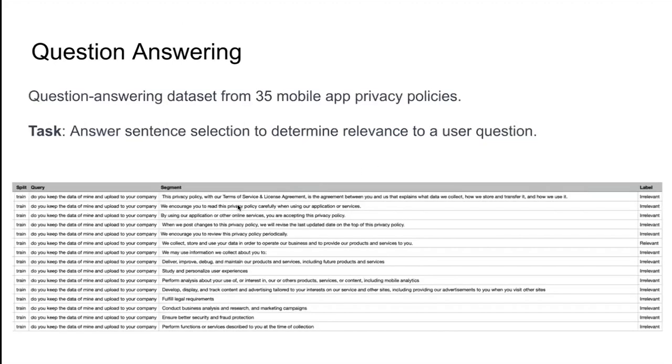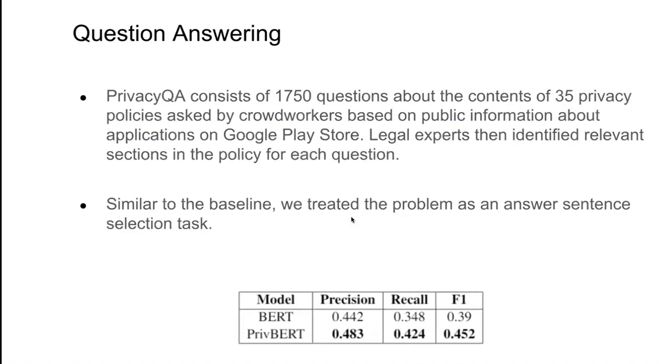Here you can see an excerpt from the corpus itself, where the segment is a sentence from a privacy policy. The query is asked by a crowd worker about the privacy policy, and then the label is whether that segment is relevant or irrelevant for that query. Once again, we find that PrivBert performs better than prior models, and here you can see the precision, recall, and F1 scores.